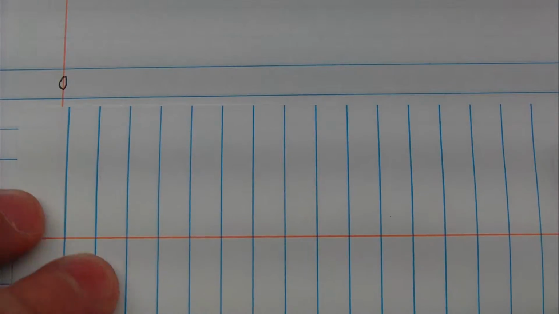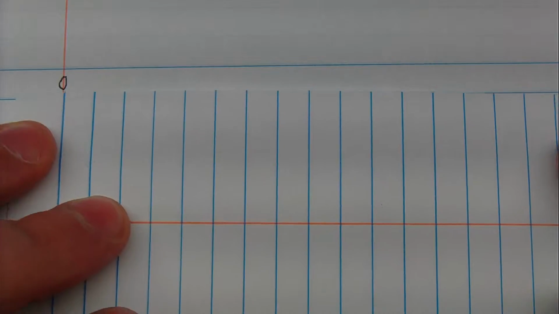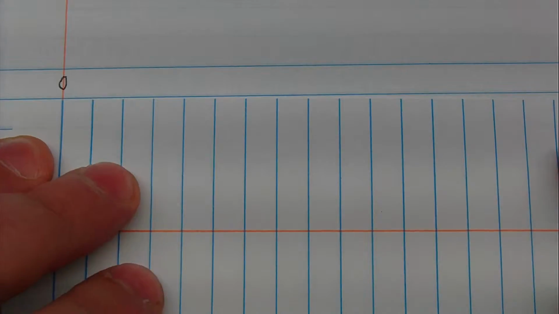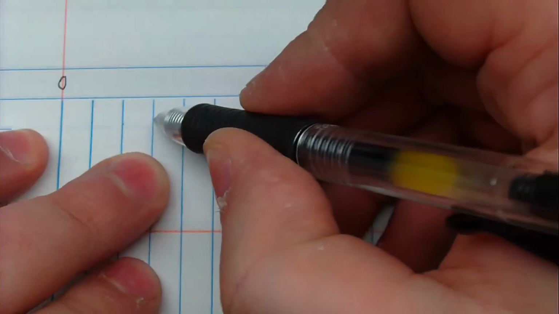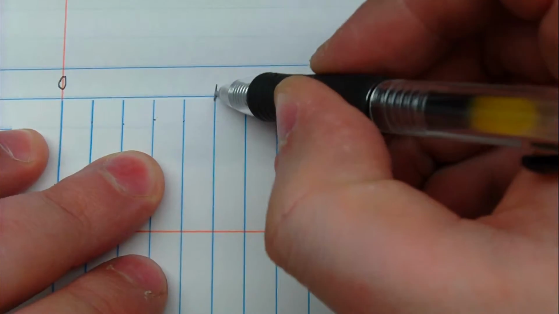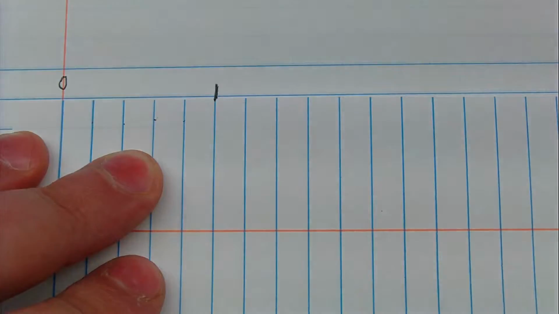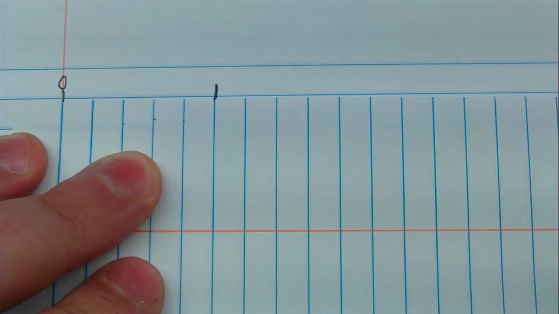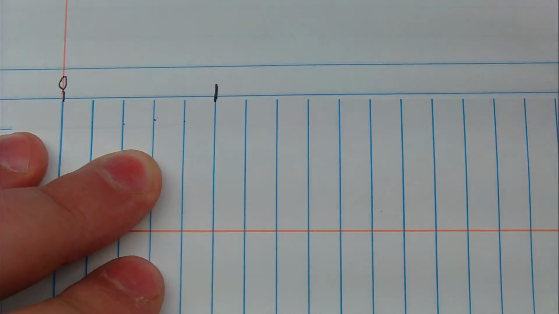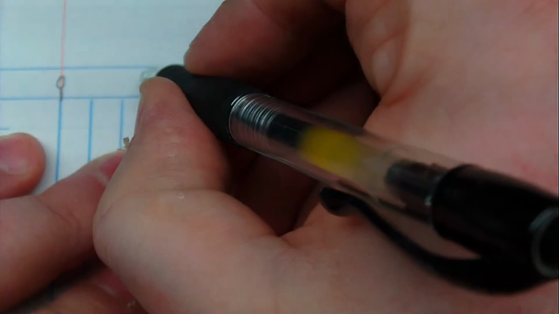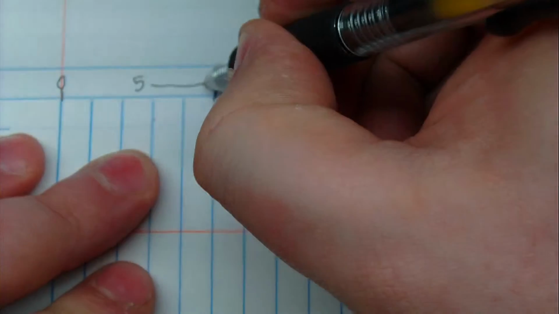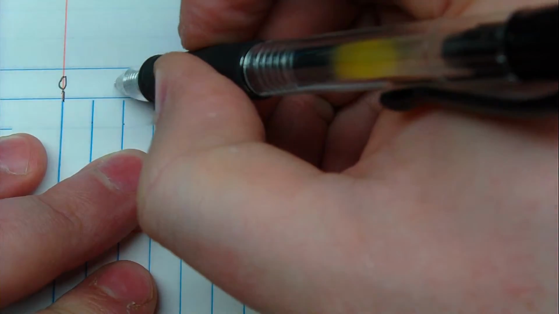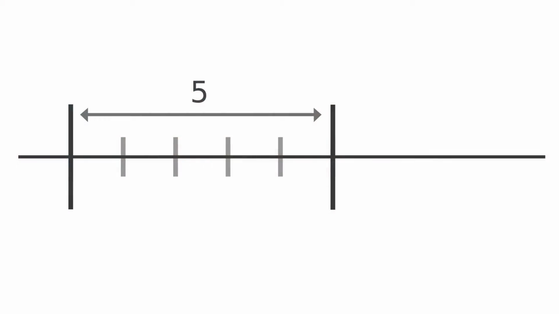If I take a distance from there, let's say I pick 5. So 1, 2, 3, 4. That is my 5. Now the distance between those is 5 spaces. So I'm going to label that distance as a 5, and that goes from over here to over here.